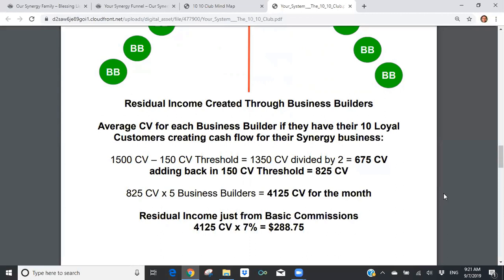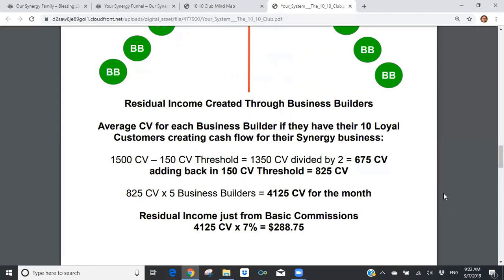It's usually higher than that, but let's use 7% because I've been in Synergy for a long time. I've never seen the basic commission less than 7%. So if we just use 7% to make our math easy, that's creating for me $288.75 in basic commission.